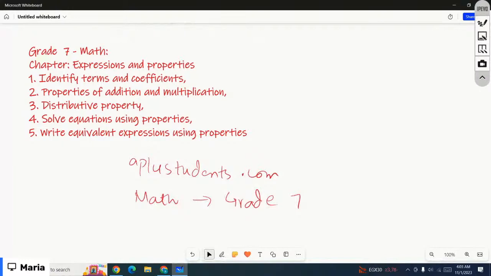We're going to start with the chapter expressions and properties. The lessons we're going to cover from the chapter are identify terms and coefficients, properties of addition and multiplication, distributive property, solve equations using properties, and write equivalent expressions using properties. So let's just start with the first lesson, that is identify terms and coefficients.